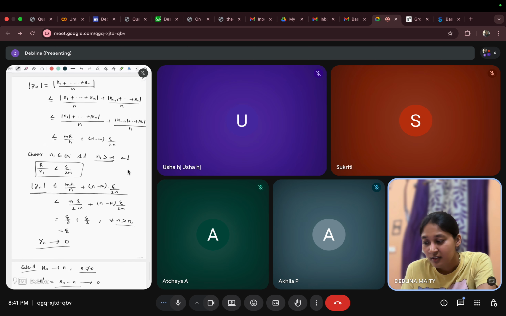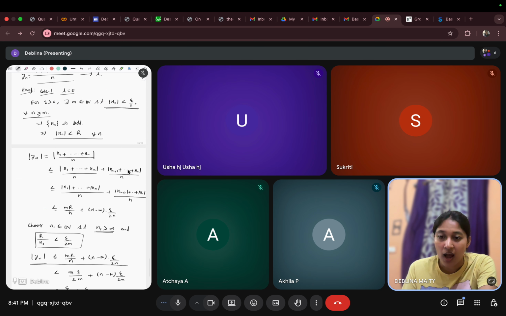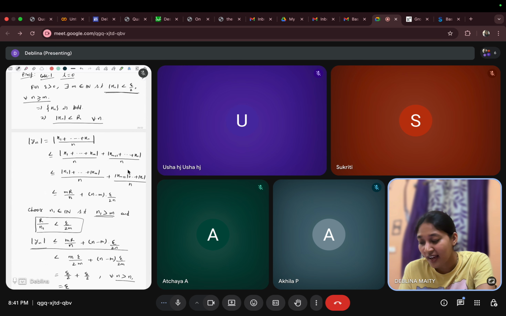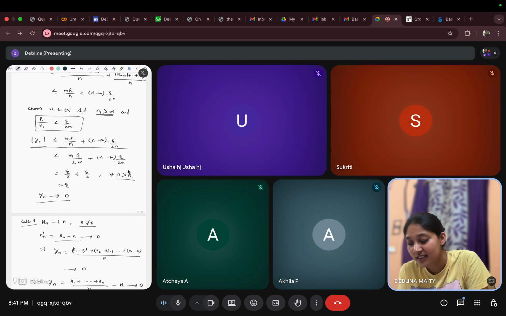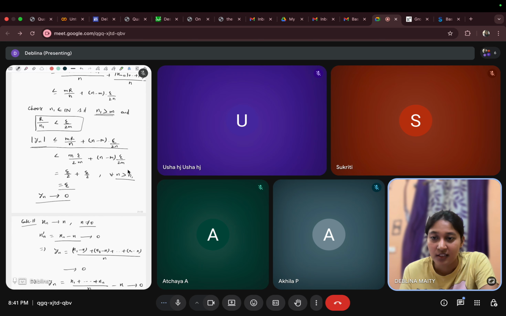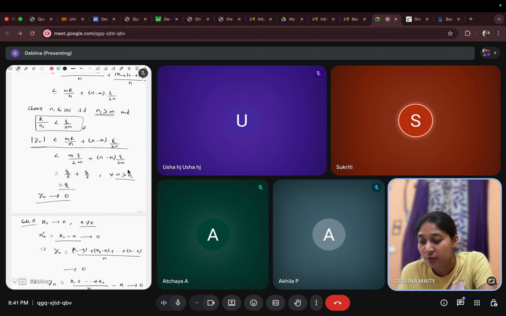Because r, we have found, is bounded by r. So r is already fixed, epsilon is already fixed, so we can find n1 for which r by n1 is less than epsilon by 2m. We need to prove mod yn is less than epsilon. So that's why, from r to epsilon, we need this assumption. We have to find n1.